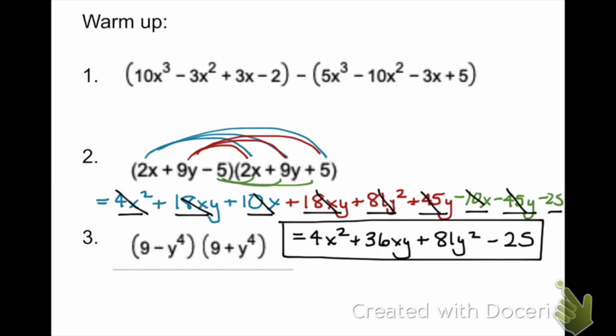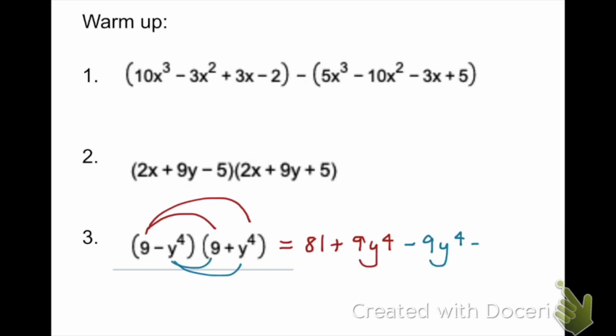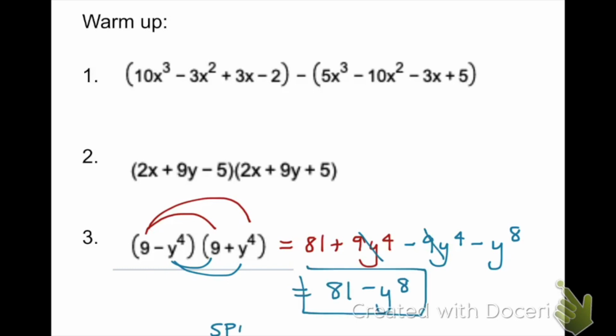In the last one here, I chose to FOIL, but you might be able to recognize this as a special case, which was a product of a sum and difference of the same term. So in this case, remember, that always resulted in the square of the first term, or 9 squared, which is 81, minus the square of the second term, in this case, y to the 4th, which would be y to the 8th. If you chose to FOIL, you'll notice that those middle terms do cancel out, and you end up with the exact same solution. Today we're going to be working backwards here from the opposite of FOILing.